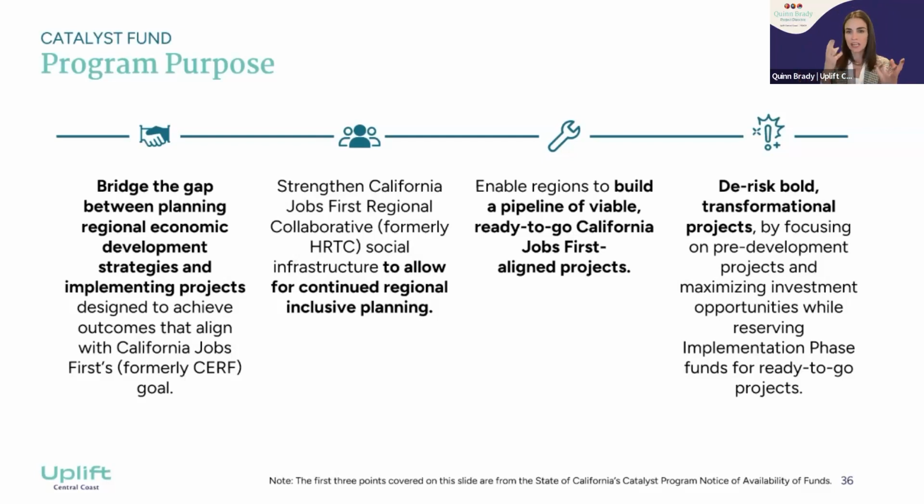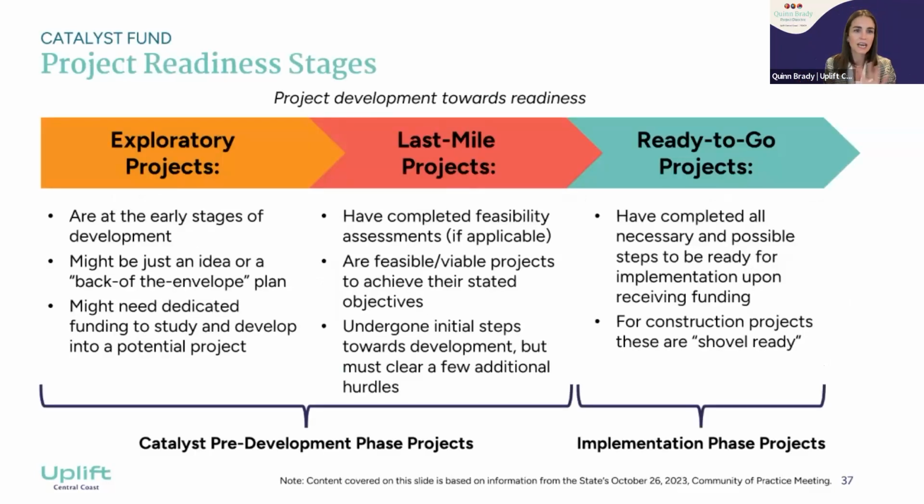So that could look like a feasibility study or all these different ways of de-risking the transformational ideas that we have. And I think on the next slide, I have a little bit more about what that looks like in this Catalyst pre-development phase before it moves into implementation. Implementation would be like the project's ready to go, completed everything necessary, and it's shovel ready.